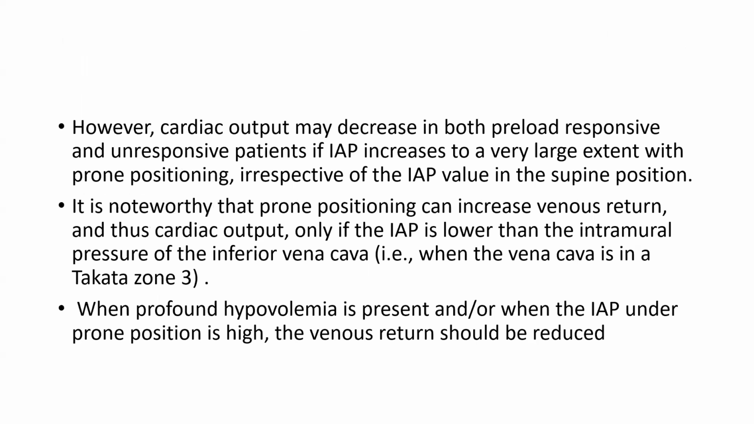However, cardiac output may decrease in both preload responsive and unresponsive patients if intra-abdominal pressure increases to a large extent with prone position, irrespective of intra-abdominal pressure value in supine position. It is noteworthy that prone positioning can increase the venous return and thus cardiac output only if intra-abdominal pressure is lower than intramural pressure of the inferior vena cava. When profound hypovolemia is present or when intra-abdominal pressure under prone positioning is high, venous return should be reduced.